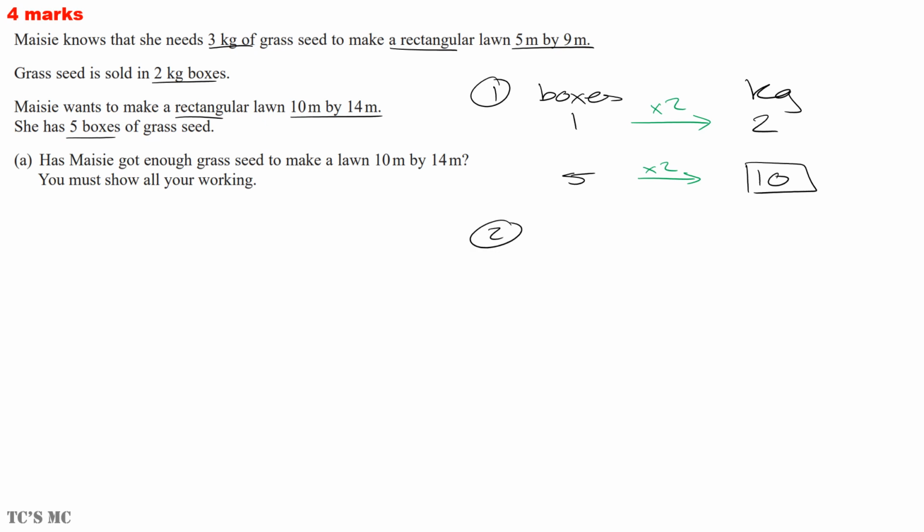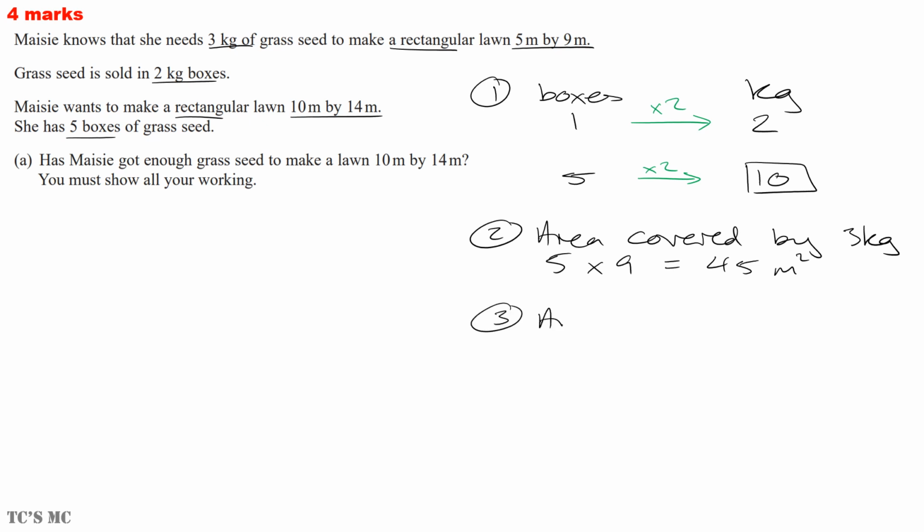Step 2, we need to know the area covered by the 3 kg. So that is 5 multiplied by 9 because it is a rectangle, and that gives us 45 square meters. Step 3, we need to work out the area needed. And it's still a rectangle, so we need to do 10 multiplied by 14, and we get 140 square meters. For having both of these, we now have our second mark.